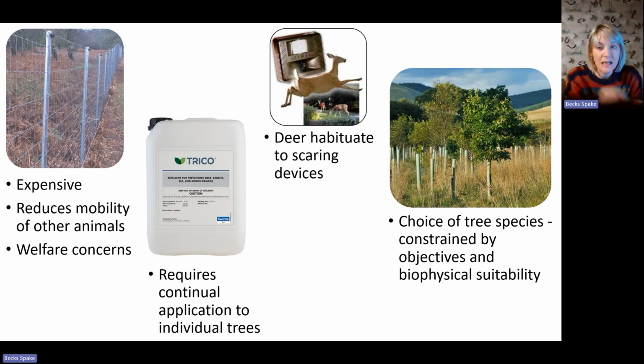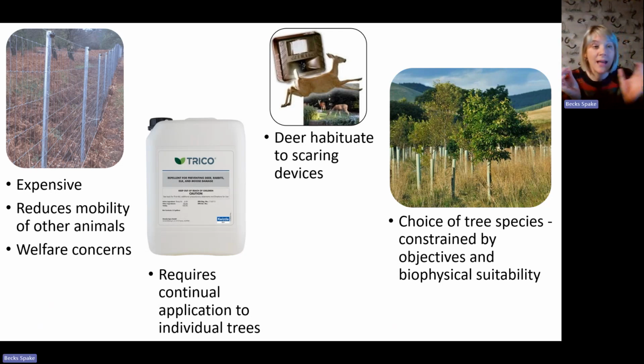Now, obtaining the raw materials for fencing is super expensive. It's prohibitively expensive, especially since Brexit. And fencing entire woodlands, not only is it quite ugly, especially in protected areas where we visit them because they're beautiful, it can also reduce the mobility of other animals of conservation concern, such as otters and badgers. There's also a welfare concern there because deer regularly become entangled in them.